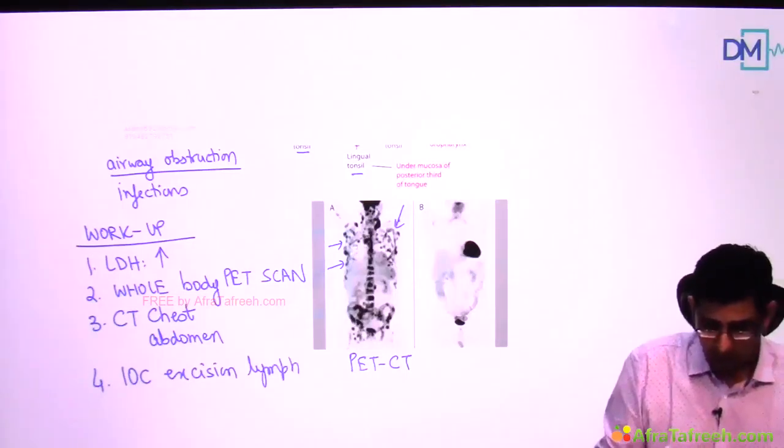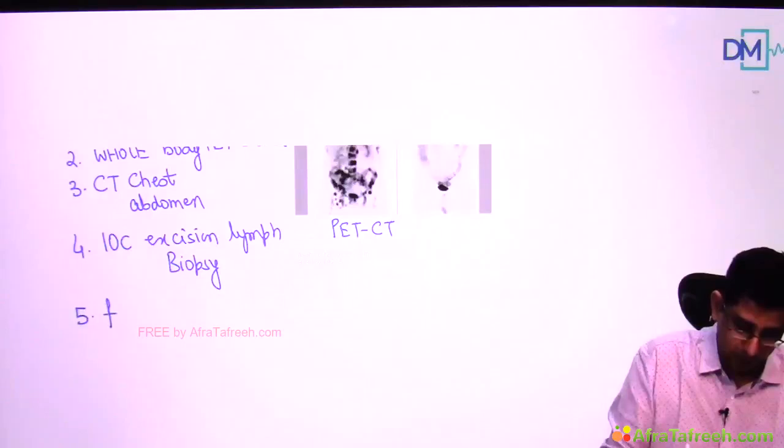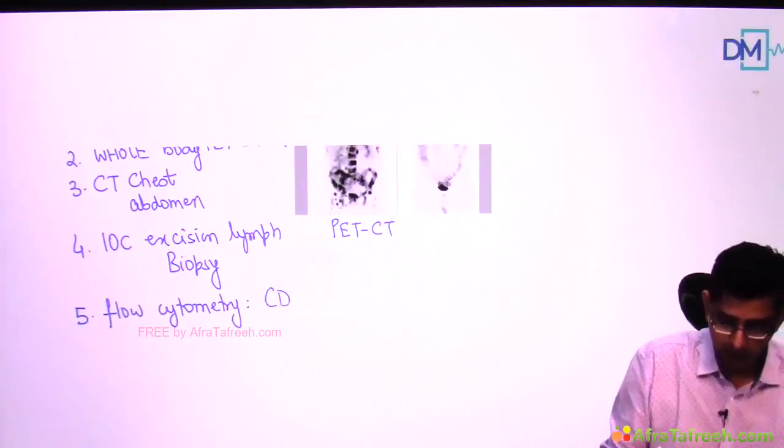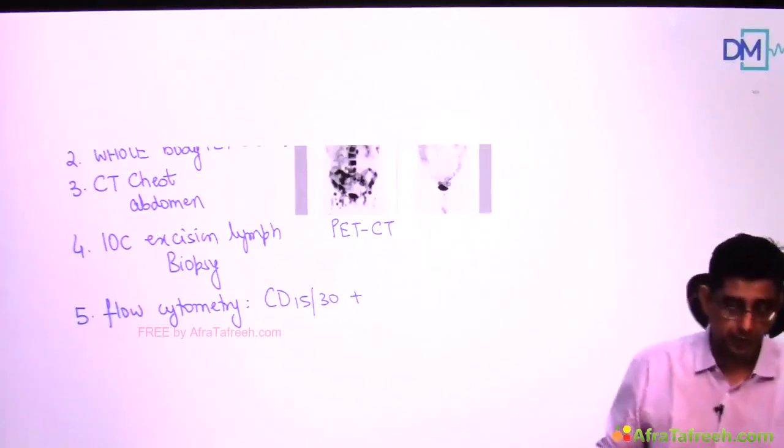On this excision lymph node biopsy specimen, I can also be doing a test by the name of flow cytometry. When I perform the flow cytometry on the patient, the report will say CD15 and CD30 positive, which is again a good pointer to the diagnosis of this particular condition.